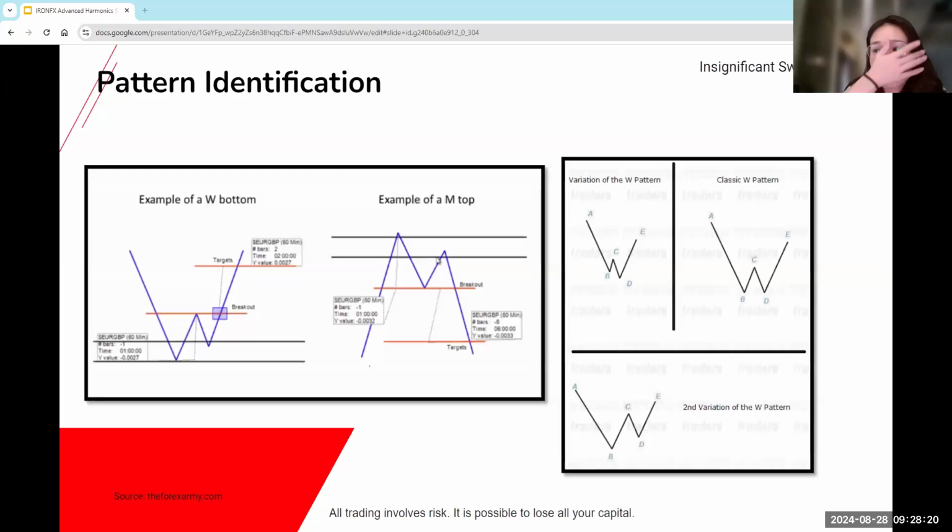Okay, so starting off with the W bottom, you can see where exactly we're expecting price to break out, and where you should place your targets. For an M as well, it's just the opposite. There are many variations of the W or the M patterns. And this is what we're talking about, the A, B, C, D, E shapes, or it could be labeled as X, A, B, C, D as well. The main thing is that there are 5 points that are labeled on your patterns.